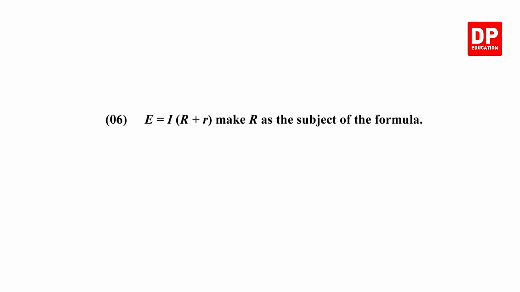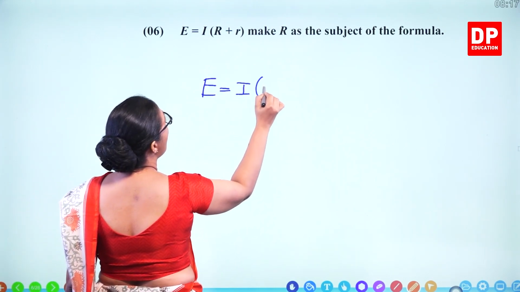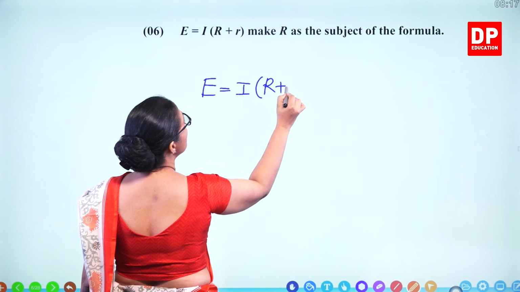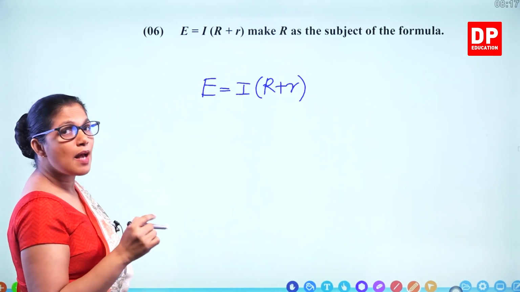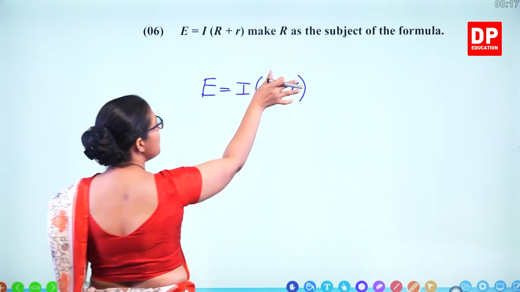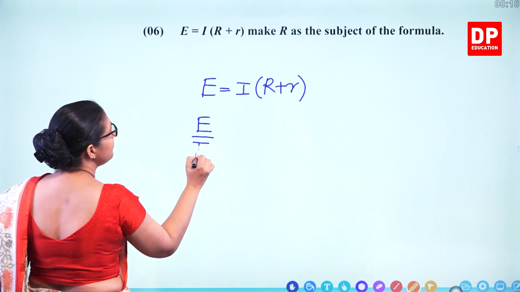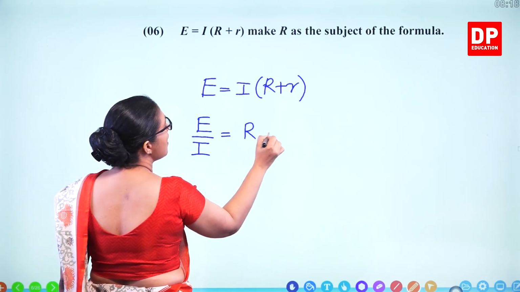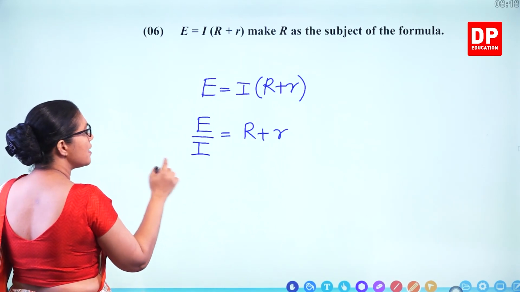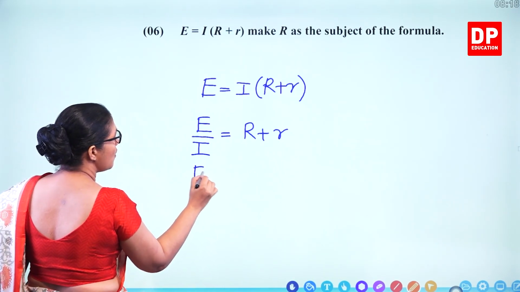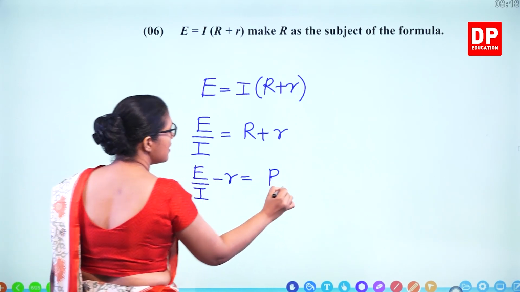Question number 6. E equals I times capital R plus simple r. You have to make capital R the subject of the formula. So you have to keep this one. First you can divide by I. You get capital R plus simple r. So you need capital R, so you take r to the other side. So E over I minus simple r is capital R.